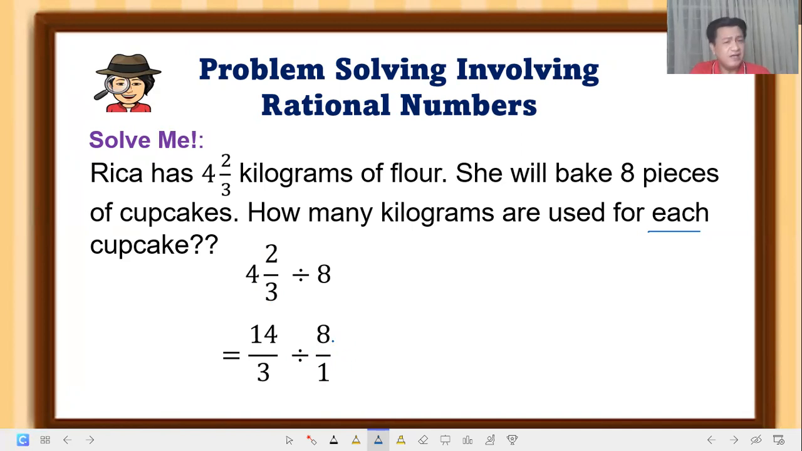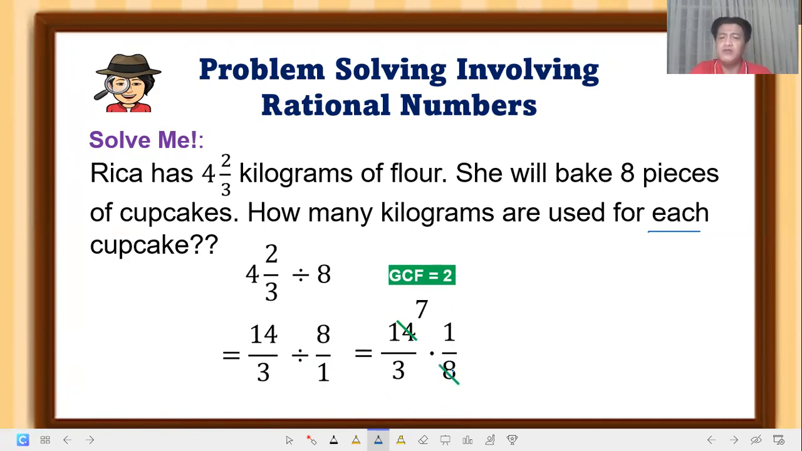But kapag nag-reciprocal na tayo, mag-proceed ka na sa multiplication. And that is 14 over 3 times 1 over 8. Meron ba tayong makakancel diyan between 14 and 8? Yes, they are divisible by 2. Okay, kaya 14 divided by 2, that will become 7, together with 8 divided by 2, that is 4. Meron pa ba? Wala na po, kasi wala nang common.